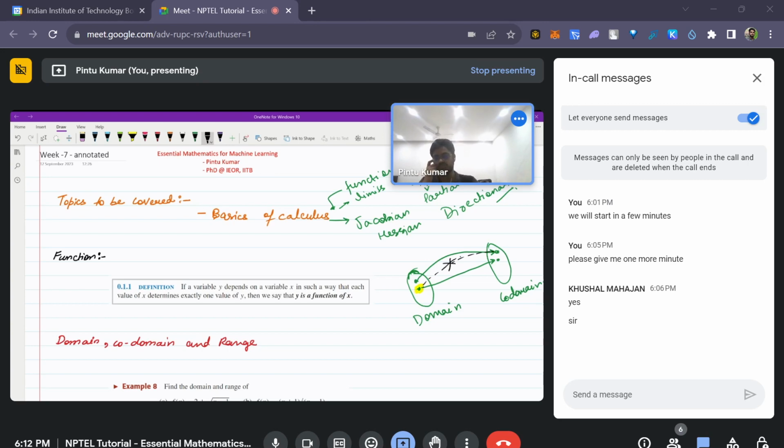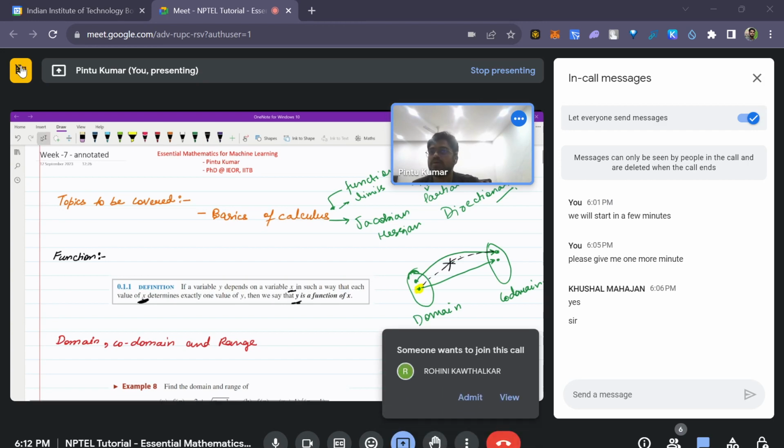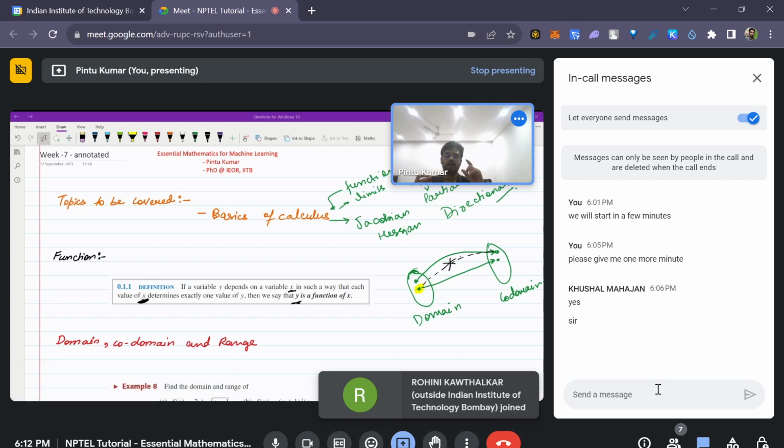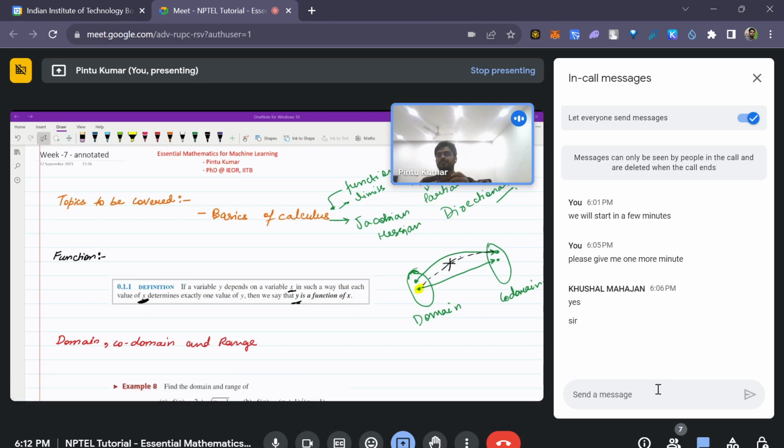If you look at this definition, it says that if some variable y depends on some other variable x in such a way that each value of x determines exactly one value of y, that is, you have a unique mapping for each value of x, then y is a function of x. So this is the idea of a function: for every element in the domain you should have a map in the codomain, and the mapping should be unique.